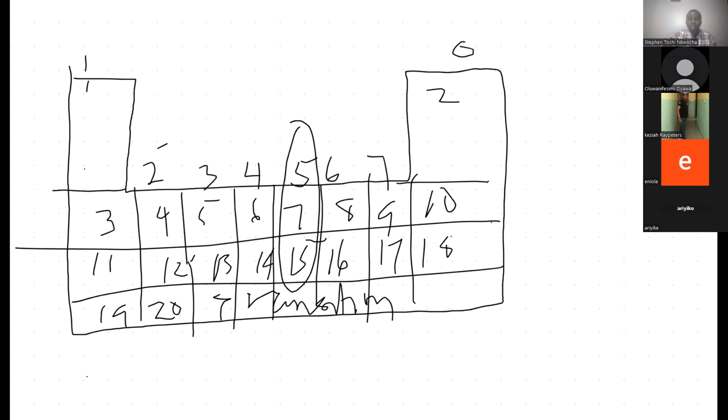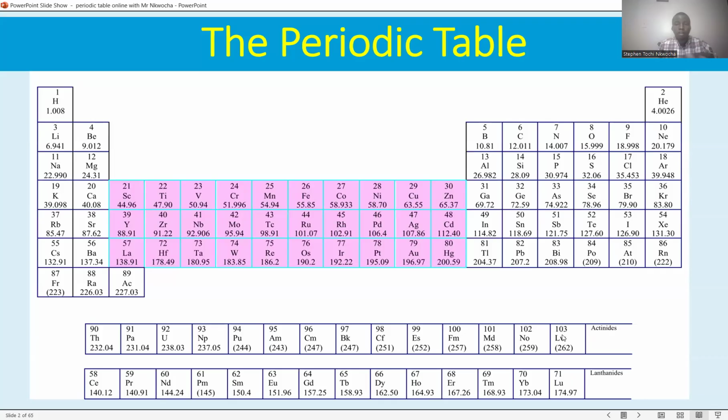But what I'm going to do is just go straight to the notes. You don't need to memorize this whole big periodic table and then you'll be fine. Okay, so that is what we are doing.